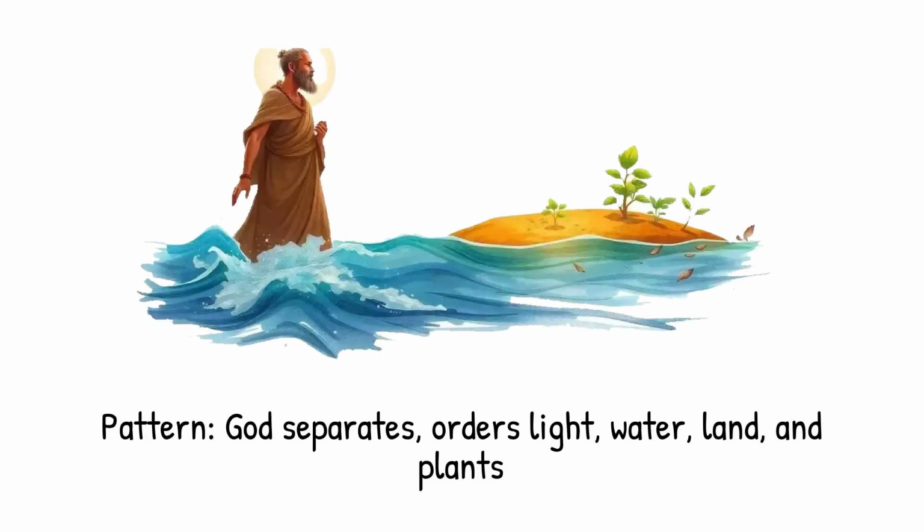Day 1, light from darkness. Day 2, waters above from waters below. Day 3, seas from dry land, then plants on the land. Each step reveals a God who brings structure, boundaries, and purpose to creation rather than randomness.